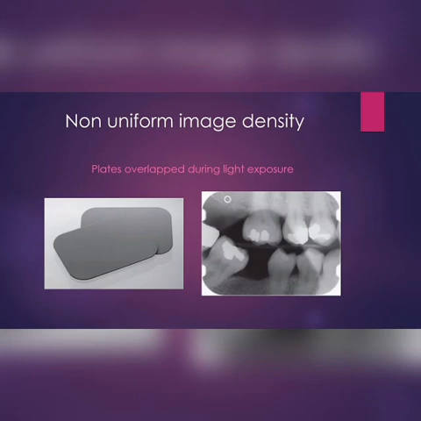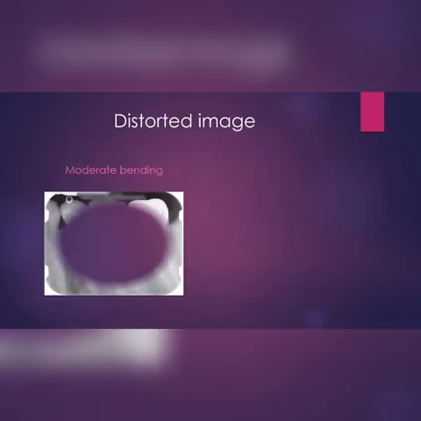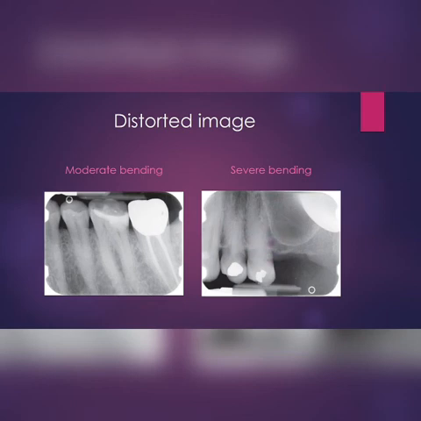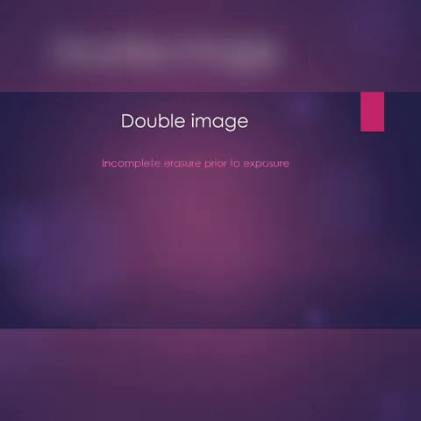Distorted image. Distortions in the image basically can be caused because of bending of the sensors during the sensor placement. This is very common in the case of posterior regions, the mandibular posteriors and the maxillary posteriors. This will compromise or degrade the image quality, and this will become difficult when you have to measure or analyze the structures for various diagnostic purposes. So this is about the distorted image artifact.